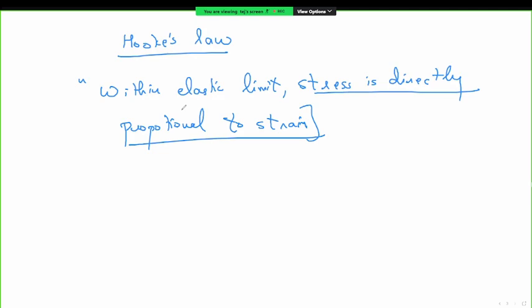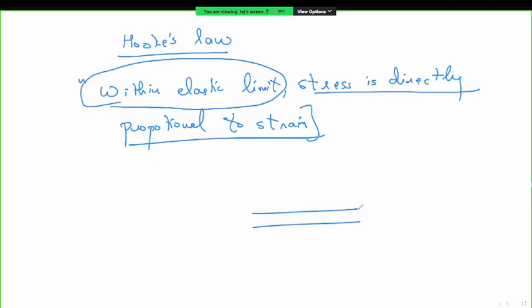Now, obviously, you'll ask me, sir, what is the actual meaning of elastic limit? Listen up. Let's imagine your bone. I'll draw it like a dog bone. It's going to be easier for you to understand. Just imagine this to be your bone. Let's say it is a thigh bone, also called the femur.